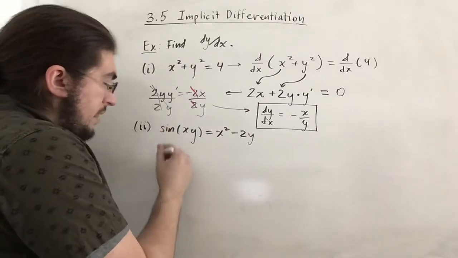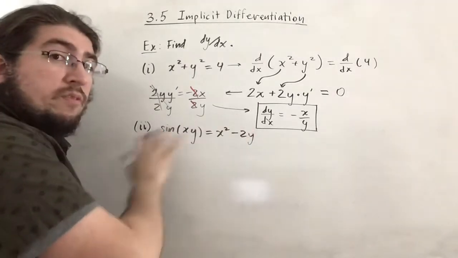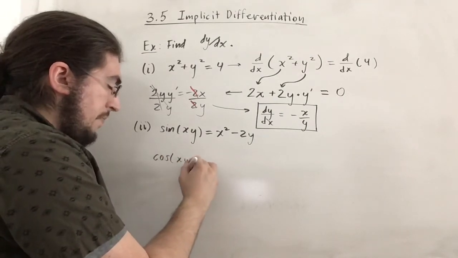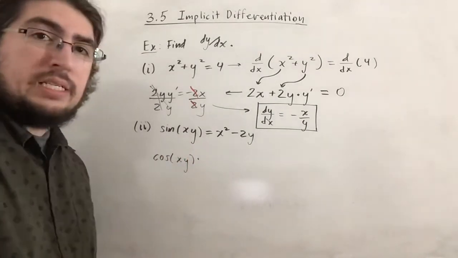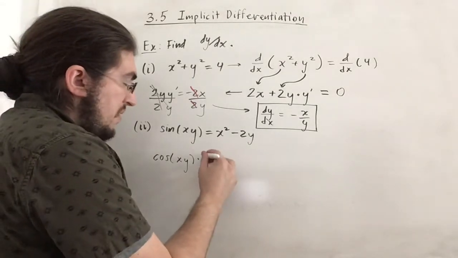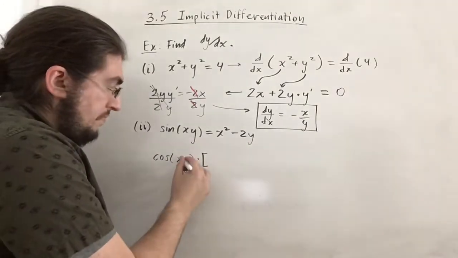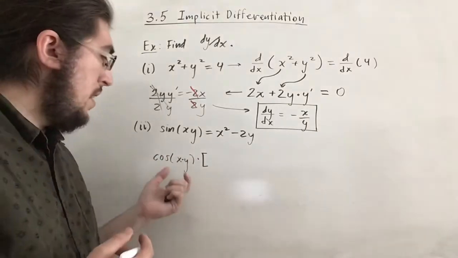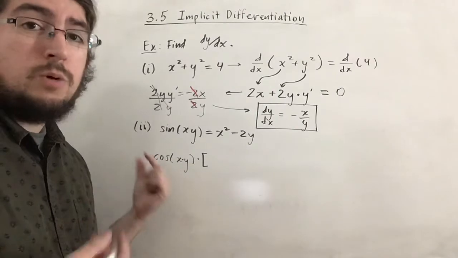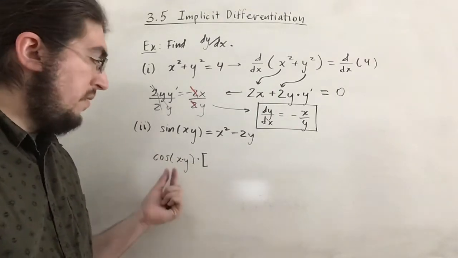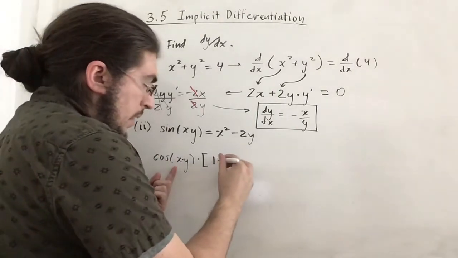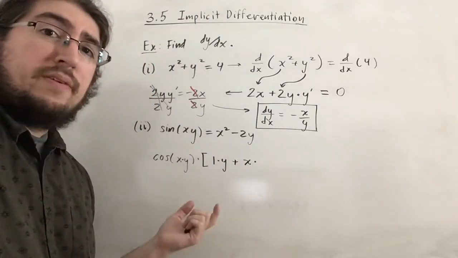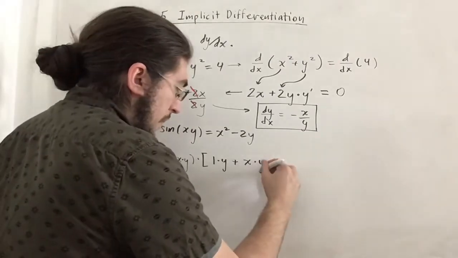So derivative of sine is cosine. Remember, we're taking derivative of both sides. So it's cosine of the original inside multiplied by derivative of the inside by chain rule. Now, derivative of the inside is, well, it's not very obvious at first glance. But x times y is a product, so we need to use the product rule. Derivative of the first is 1 times regular of the second plus regular of the first times derivative of the second. Derivative of y with respect to x, we're just calling y prime.